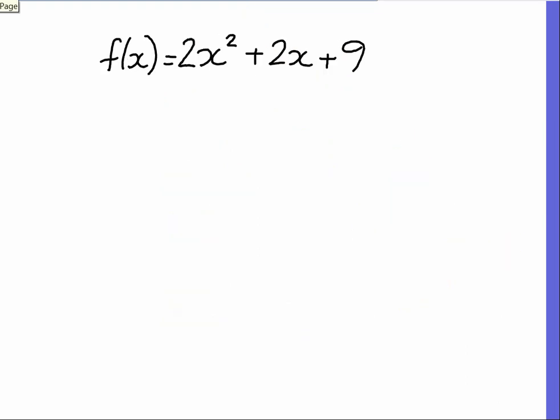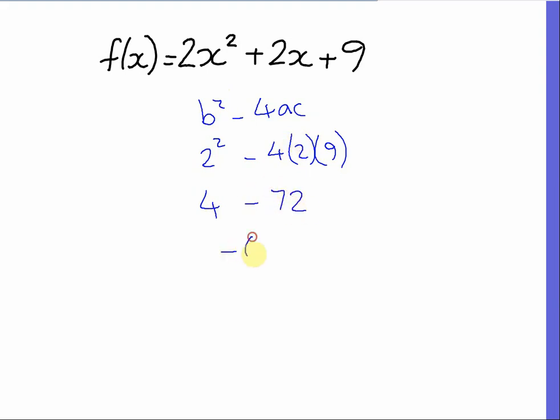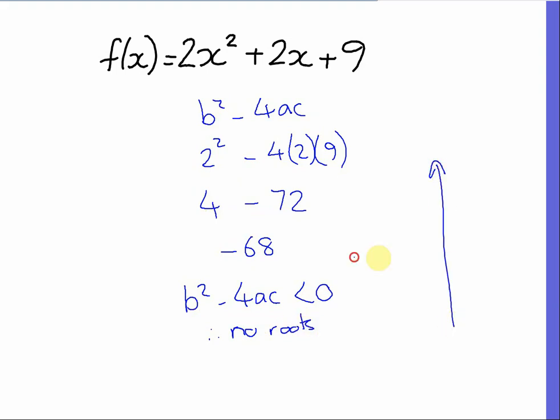Okay, this one slightly more complex, but not for the discriminant. So b squared minus 4ac. So b is 2, so 2 squared, minus 4 lots of a, which is also 2, and c is 9. So we have 4 minus 72, so you get minus 68. So b squared minus 4ac is less than 0, therefore no roots. So don't try and solve it, it will not work. It's going to be somewhere up above the x-axis.